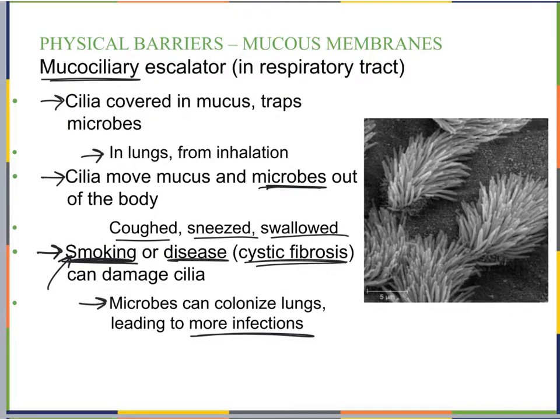And by constantly paralyzing their cilia, that allows microbes to take over. Oftentimes, people that smoke tend to have more infections, more respiratory issues, more illness than those that do not smoke in general, because they are paralyzing the cilia, which are then not able to move those pathogens out of the lungs.